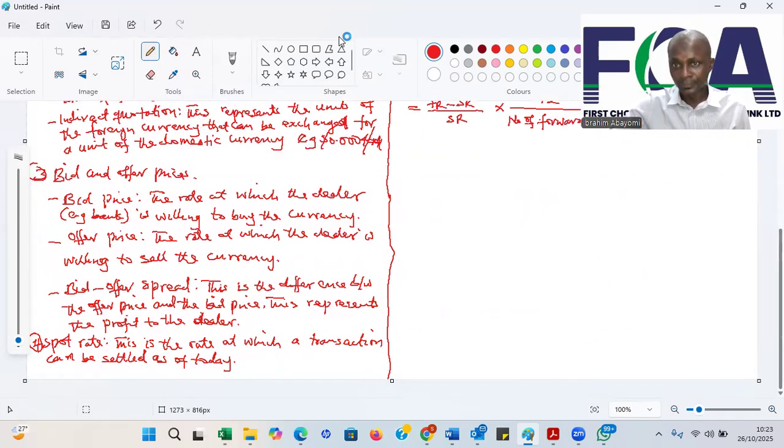Now, let's take some examples on this. Example 1: let us assume that spot rate is 1,500 to $1, and 3-month forward rates.